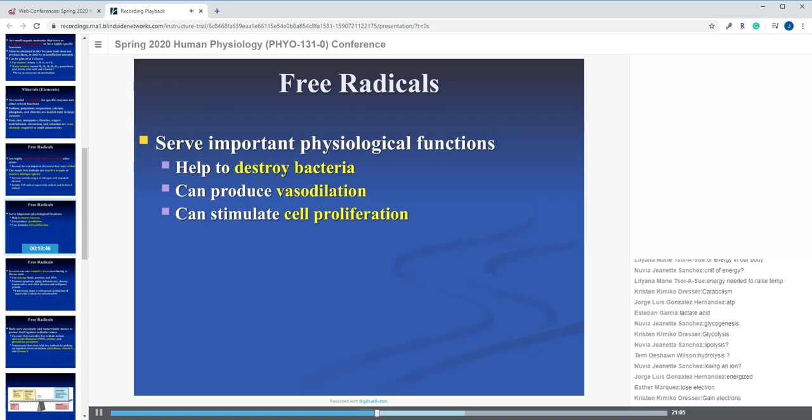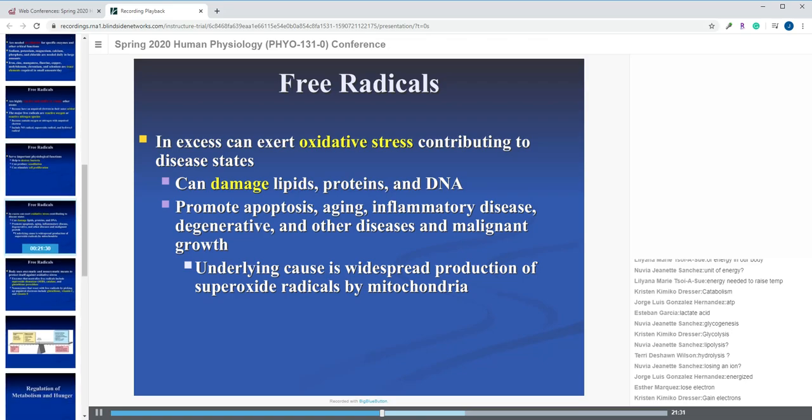When tissue gets injured, remember the blood vessels vasodilate, and then you have more blood flowing through, so more nutrients, more oxygen, as well as more of the white blood cells can go into the injured tissue. But if these free radicals are produced in excess, they can exert oxidative stress, which can lead to various diseases. These radicals can damage the lipids, proteins, and the DNA.